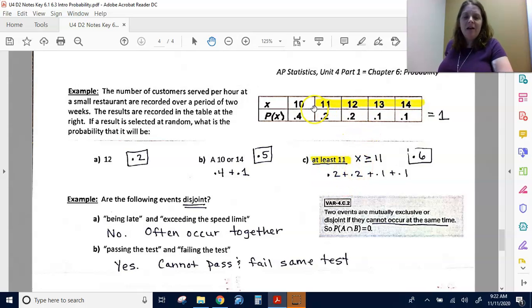At least 11. At least 11 would include 11. So I want everything: 0.2, 0.2, 0.1, 0.1. I'm going to add those together and get 0.6. You could also say that's everything except for 10. So you could do 1 minus 0.4 as your work.